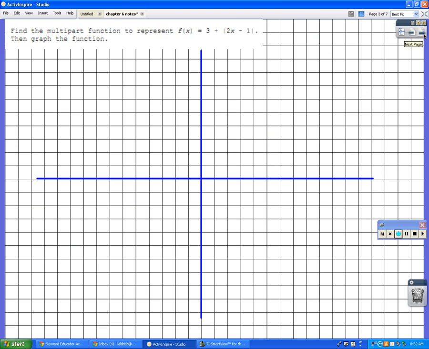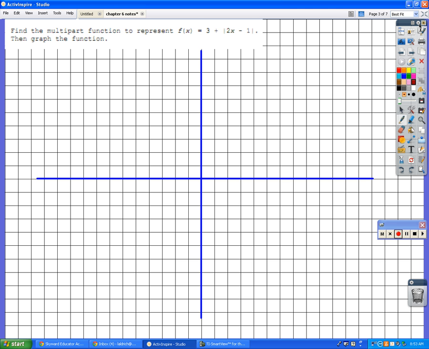All right, so now what we're going to do is take a function and graph it, and then look at the graph and break it into two pieces based on the graph, okay? So find the multi-part function to represent f(x) = 3 + |2x - 1|.